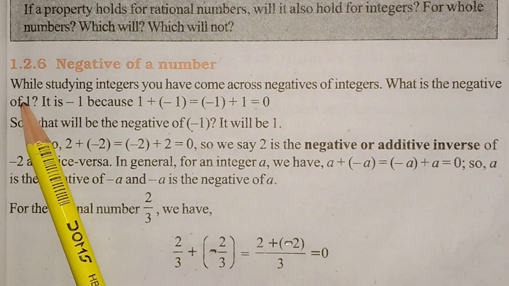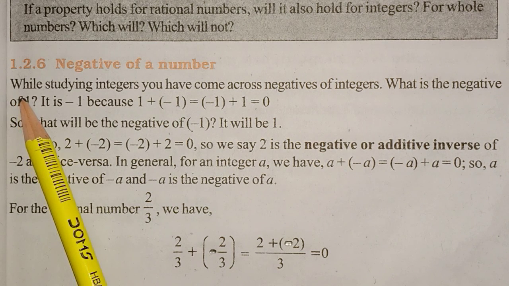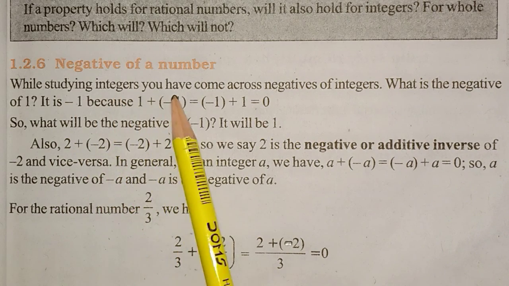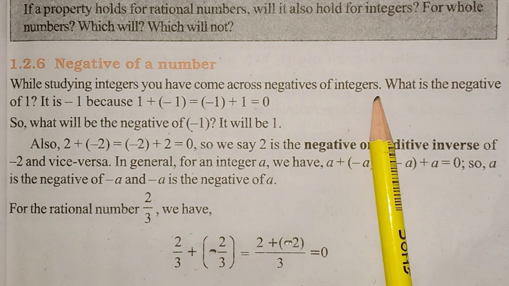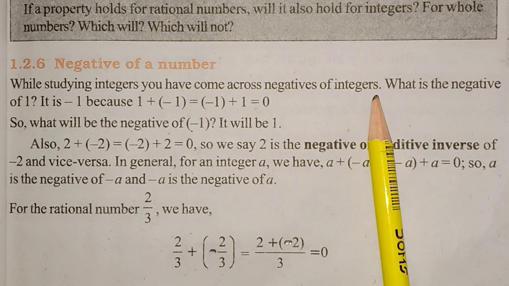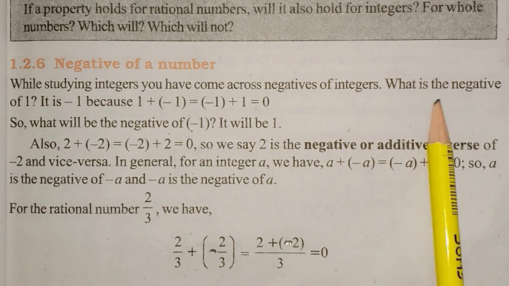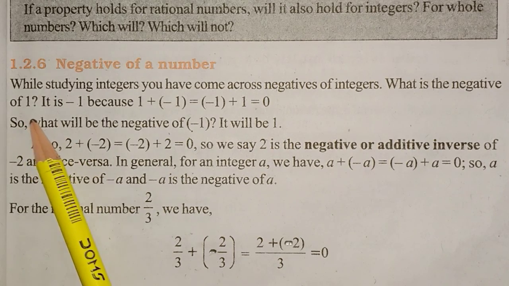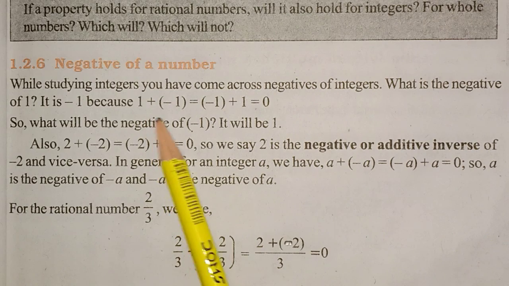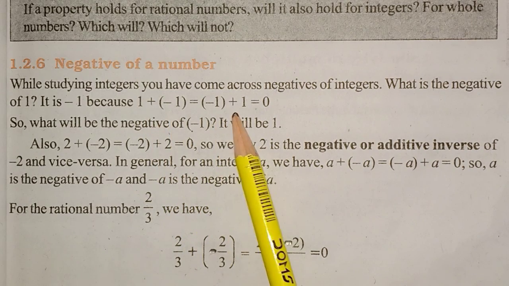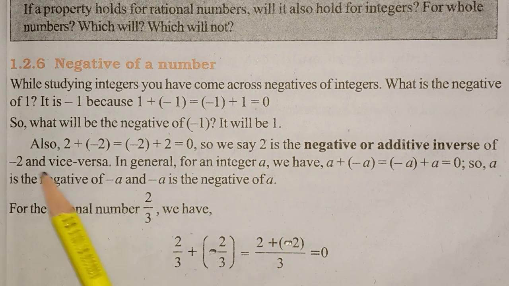Now let's see what is the negative of a number. We often call it the additive inverse. While studying integers, you have come across negatives of integers. See, integers can be positive or negative. What is the negative of 1? It is minus 1, because 1 plus minus 1, or minus 1 plus 1, gives 0.